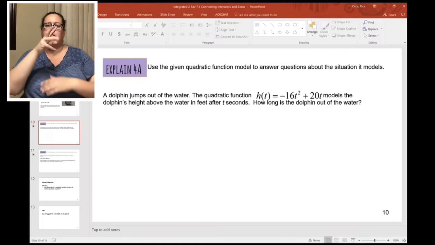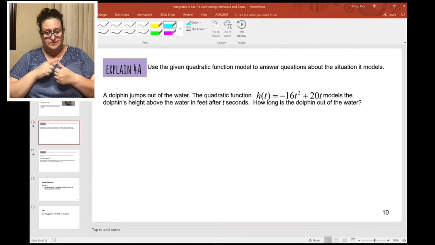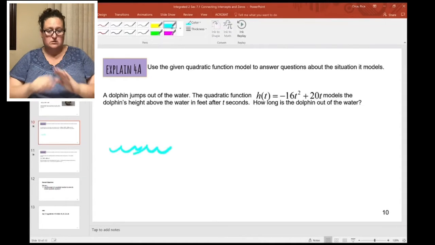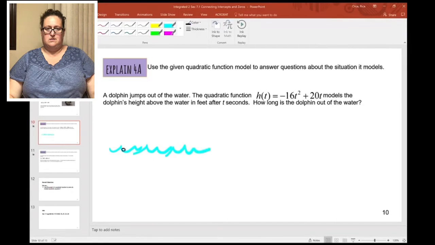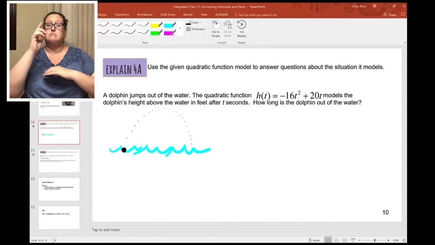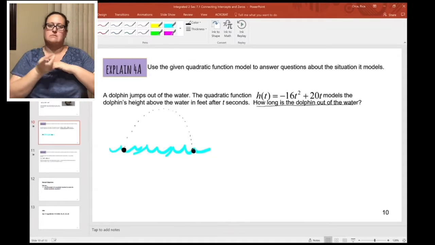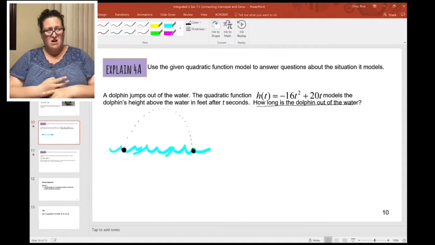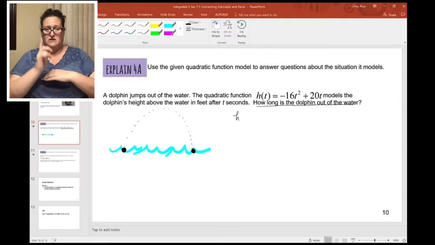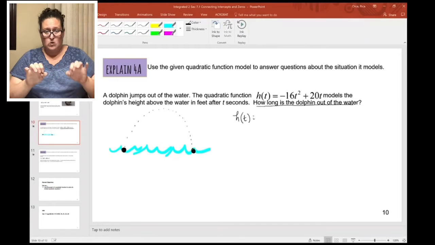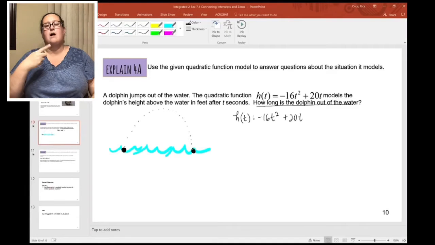So step number 1 is to draw a picture. We have our dolphin, which is going to be represented by this dot. So our dolphin jumps out of the water and eventually finds its way back. And we want to figure out how long the dolphin is out of the water. So the equation given is h of t equals negative 16t squared plus 20t.